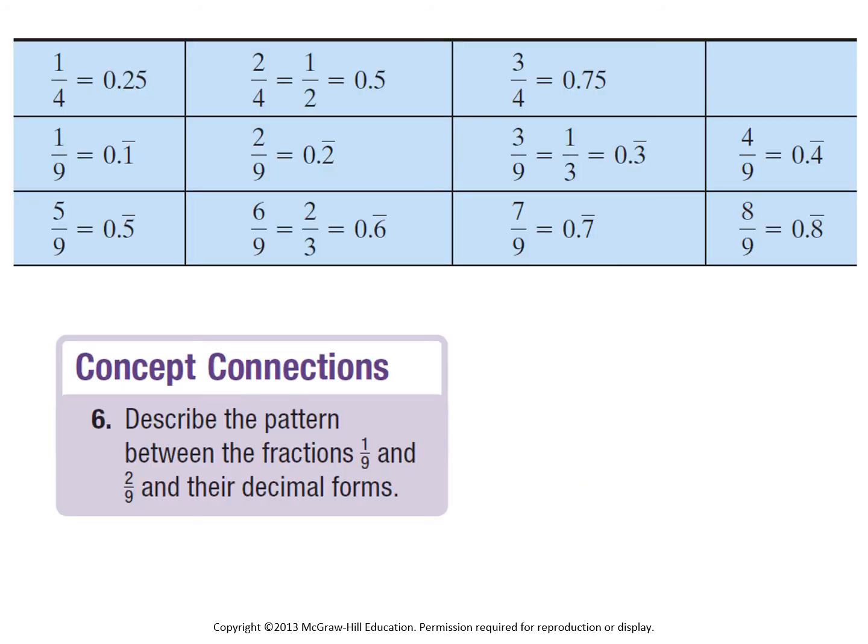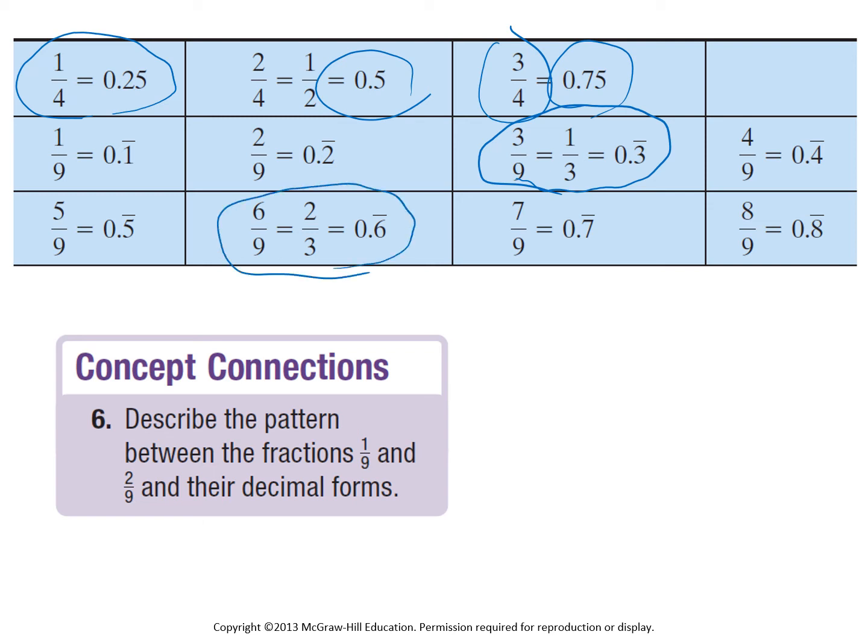So if you look at this chart here, we have some common fractions. 1/4 is 0.25. 2/4 is a half, or 0.5, and 3/4 is 0.75, and you probably recognize those. Maybe you recognize that 1/3 is 0.3 repeating, and 2/3 is 0.6 repeating, but we're showing a bunch of fractions so you can see the pattern. 1/9 is 0.111 repeating, 2/9 is 0.2 repeating, 3/9 is 0.3, 4/9 is 0.4 repeating. So this is just an interesting pattern that you can recognize.